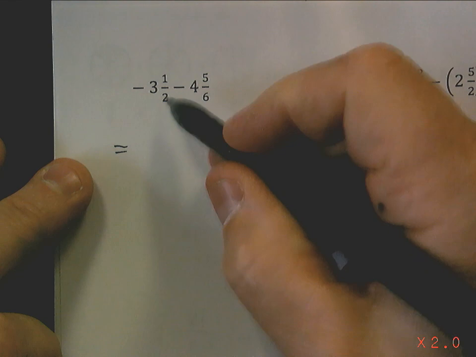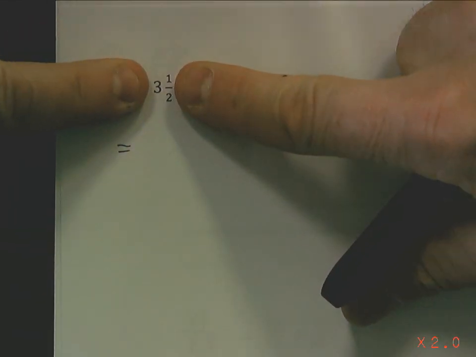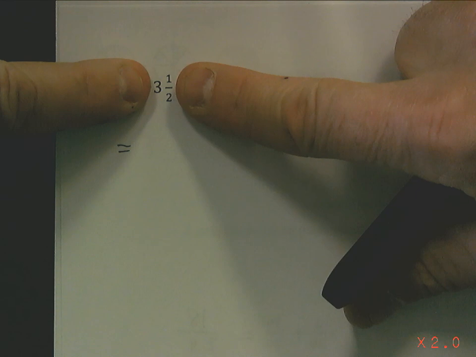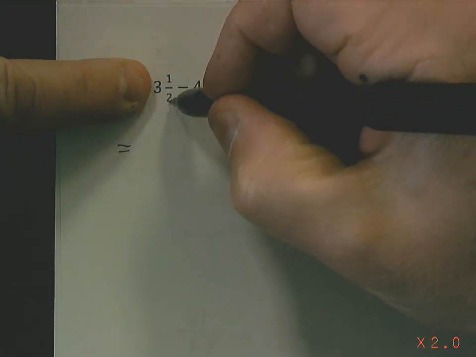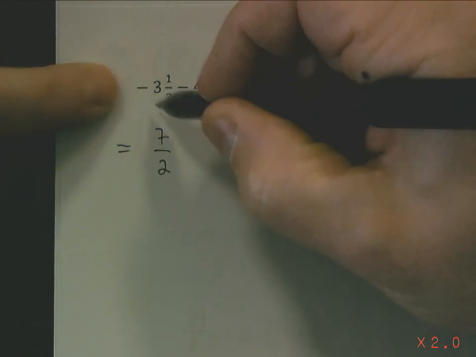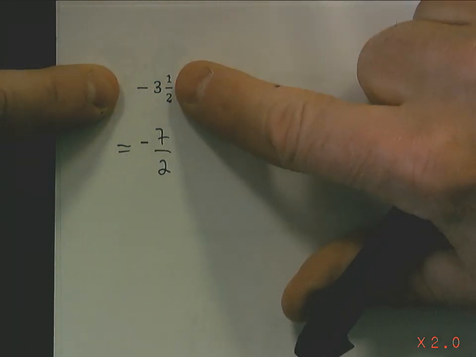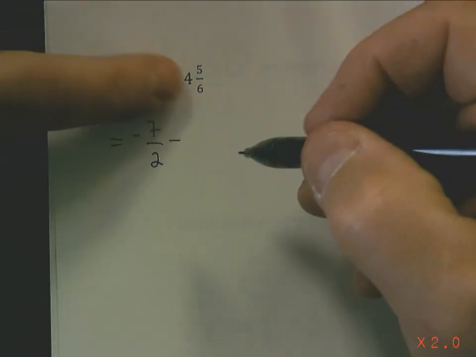So how I deal with mixed. I don't like working with mixed, so I hide all the symbols and I just change that. And for those that need a recollection of change mixed to improper, 3 times 2 is 6 plus 1 is 7. And then you keep the denominator the same and then I just pop the negative back on. Back end, ignore it. So put the subtraction there.